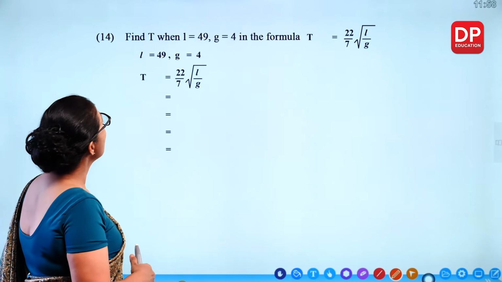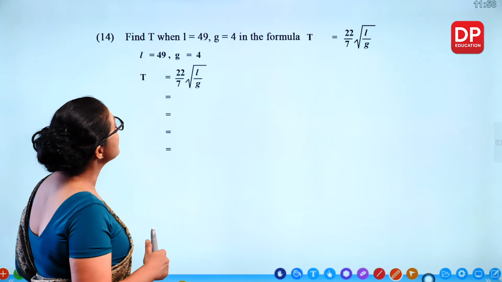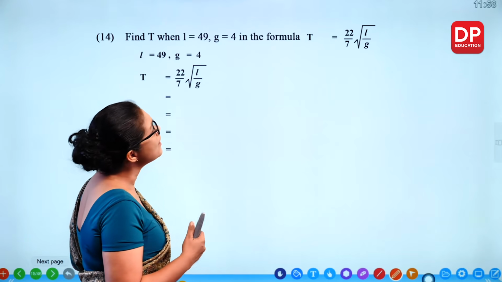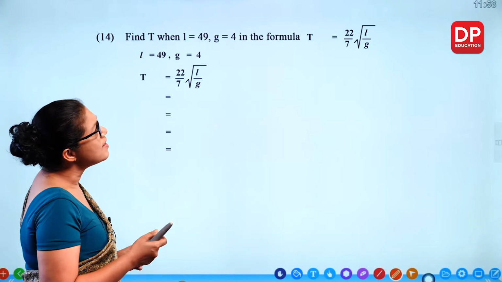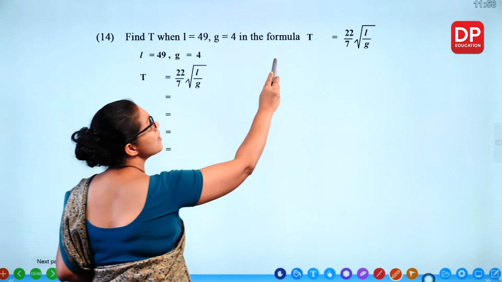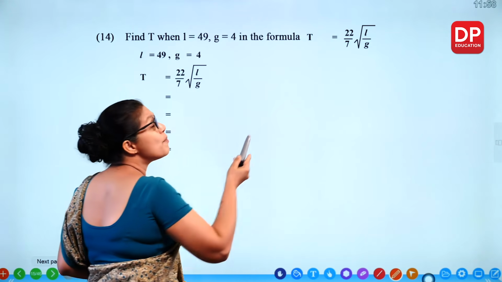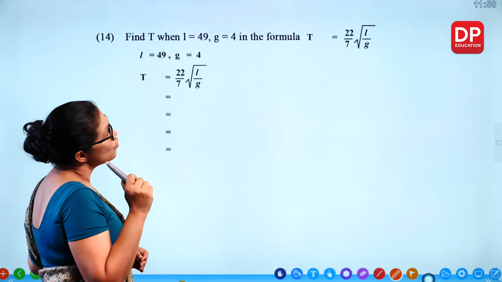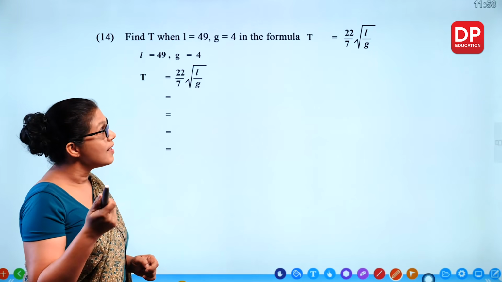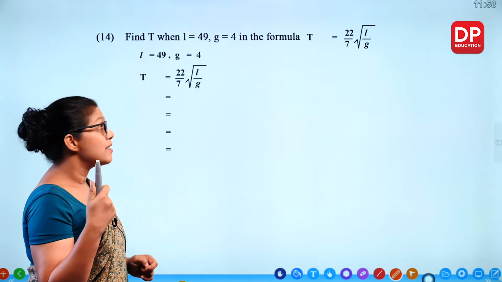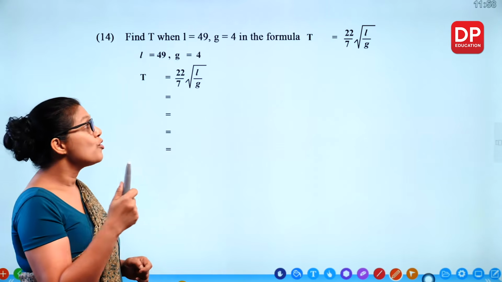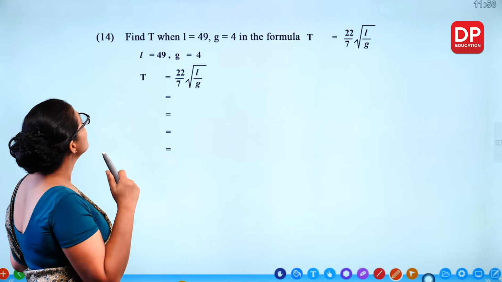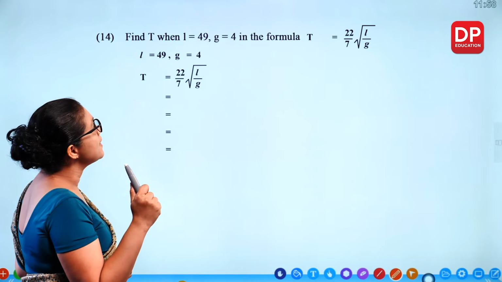Look at this question. Find T when L equals 49, G equals 4 in the formula T equals 22 over 7 root L over G. So this is about the period of the motion in a pendulum. You will learn this in future grades. Grade 11, you will learn this, and in A-level also you are doing this. So you are asked to find out capital T.